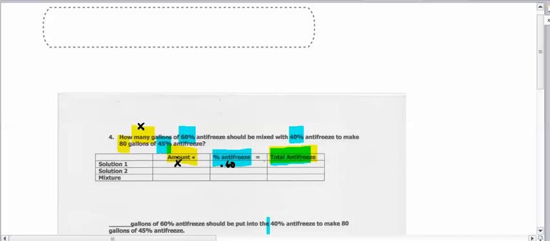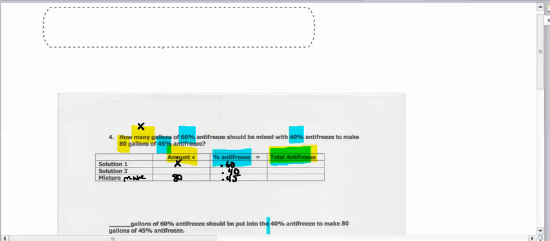Should be mixed with 40%. That's our second solution, 40%. To make, remember make is a mixture, that's at the bottom, 80 gallons of 45.